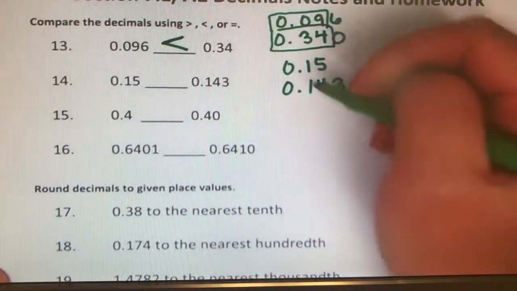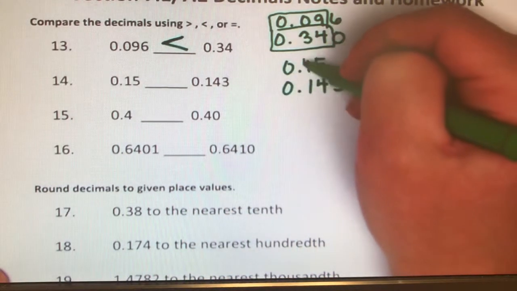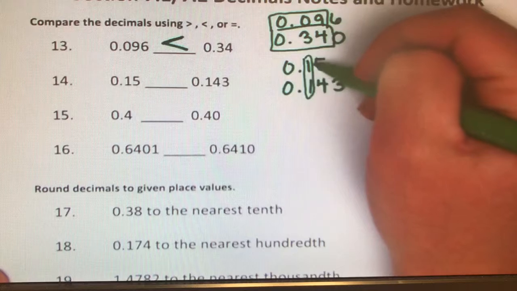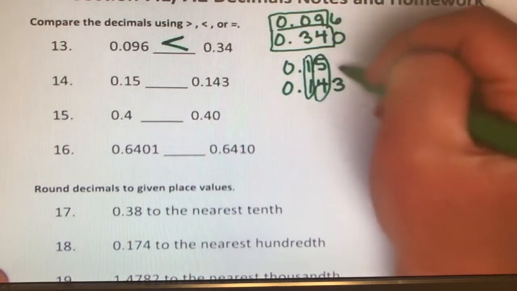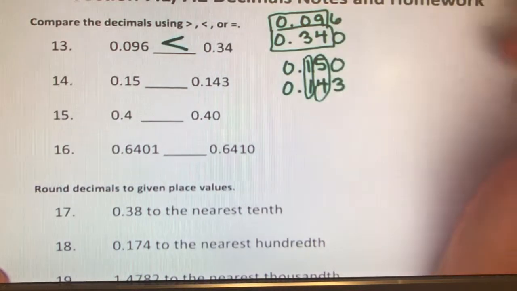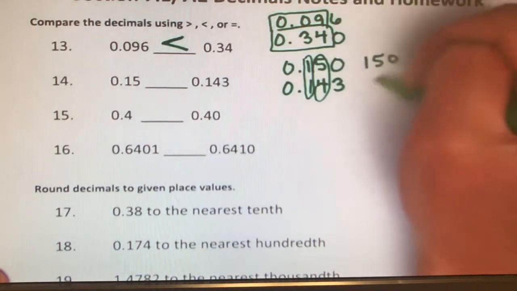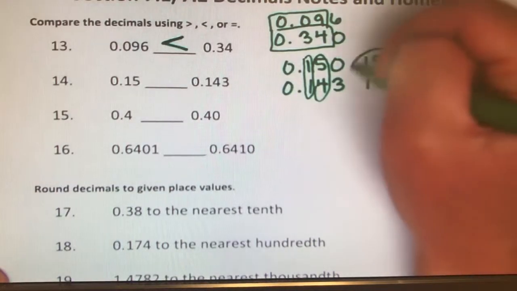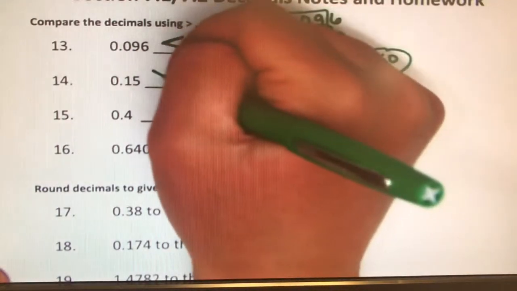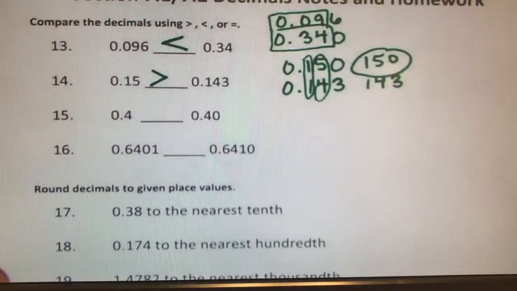But when we stop and compare the place values, they both have a 1 here in the tenth spot, but in the hundredth spot, the 5 is bigger than the 4. And again, if I put a 0 here, that's like comparing 150 to 143. Which one's bigger? 150 is bigger. Therefore, 15 hundredths is bigger than or greater than 143 thousandths.